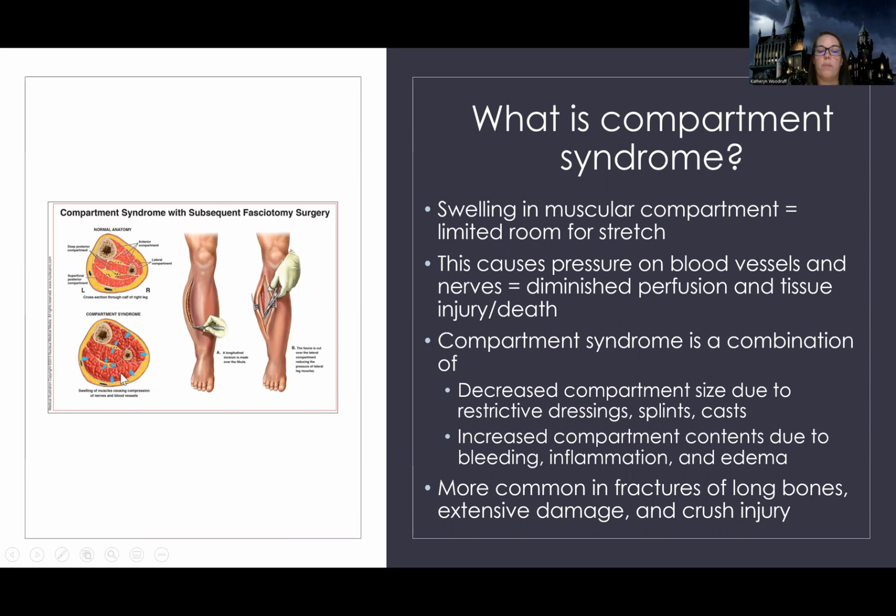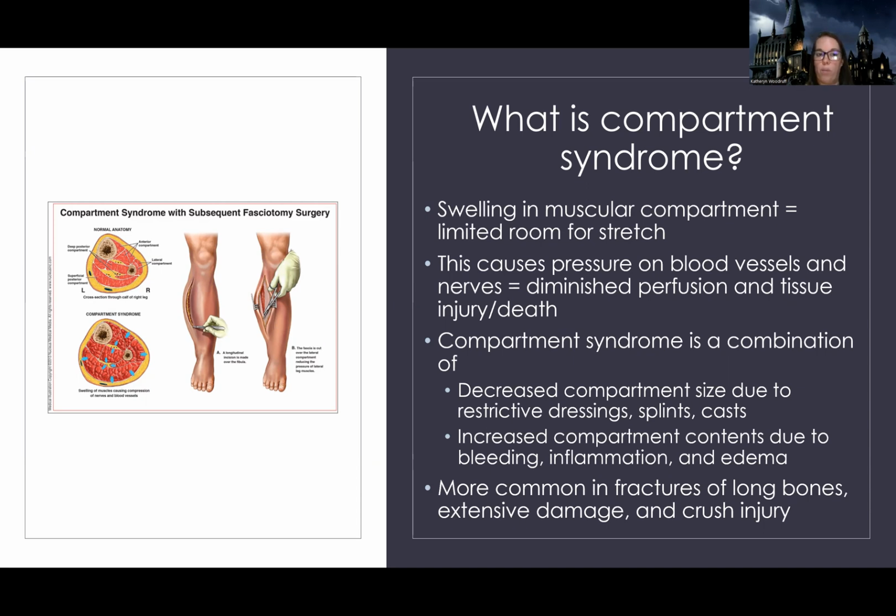And what happens is when the muscle swells, they only have so much room to swell out. And then if we put a cast or other stuff on it, then it just starts swelling in because it has nowhere to expand this way. So it can only expand in, and then puts pressure on the blood vessels and the nerves. And this leads to diminished perfusion, tissue injury, and death. So it's eventually just cramps down on those blood vessels to the point where there's no flow.